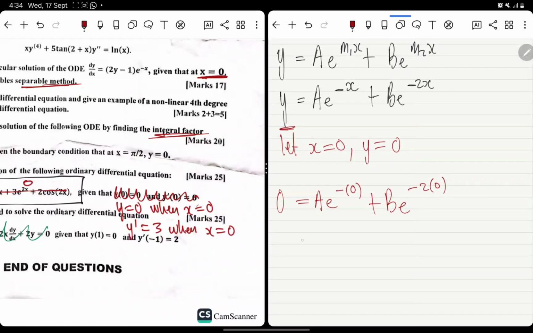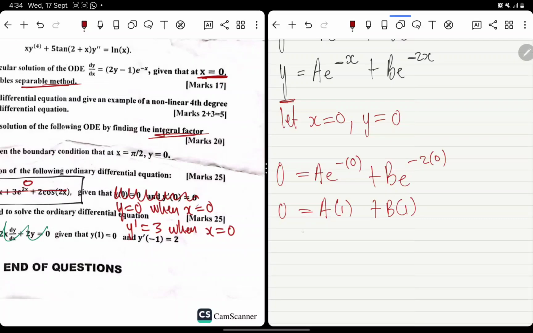Okay, now any number to the power 0 is 1. So 0 is equal to a times 1 plus b times 1, because e to the power 0 will be 1. Any number to the power 0 is 1. So 0 will be equal to a plus b. Okay, and you're going to have a being equal to -b. There we have it. This is going to be our equation number 1, where we said a is equal to -b.